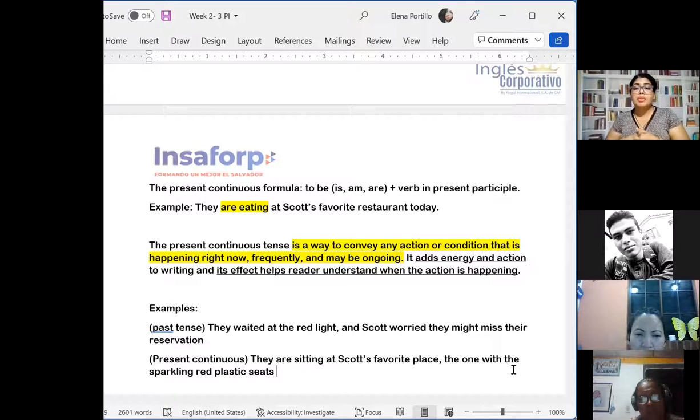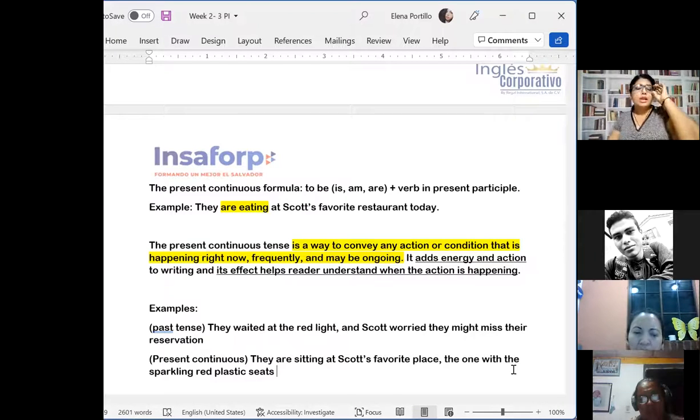So in this case, the present continuous says, they are sitting at Scott's favorite place, the one with the sparkling red plastic seats. For how long? We don't know. But we do know that they are sitting there now.